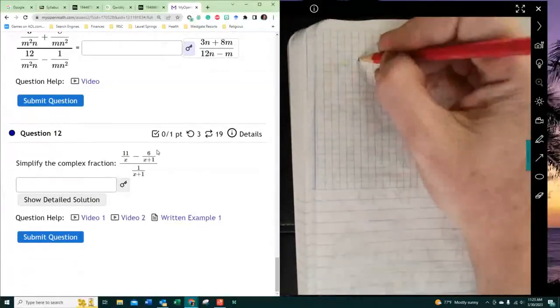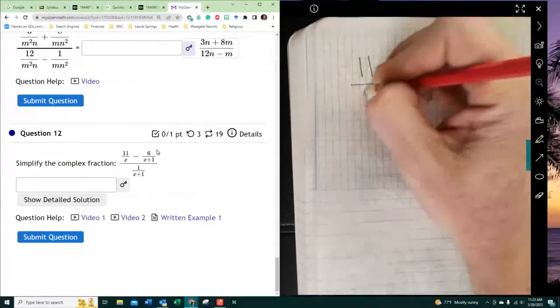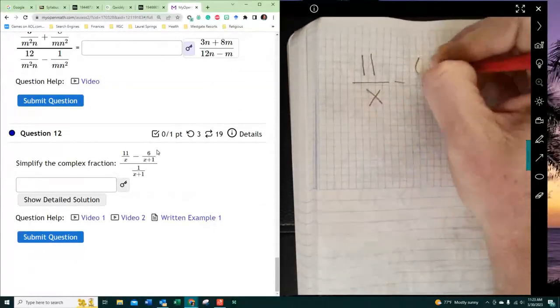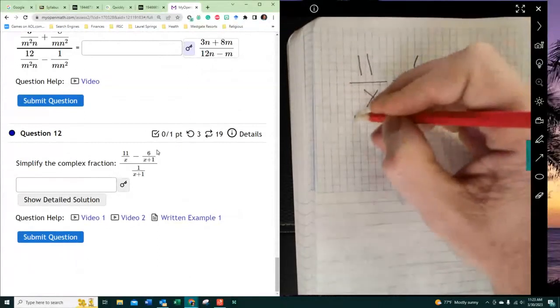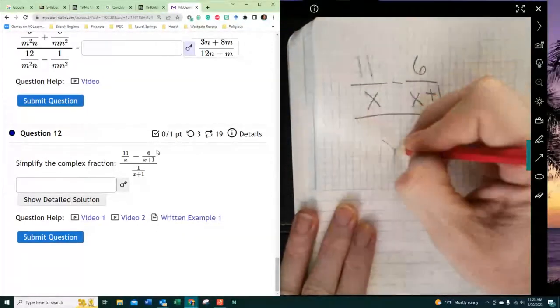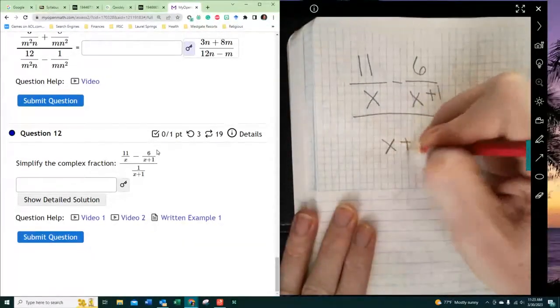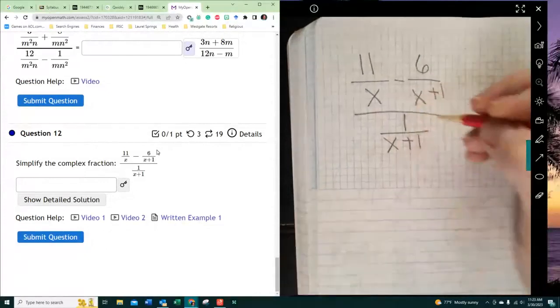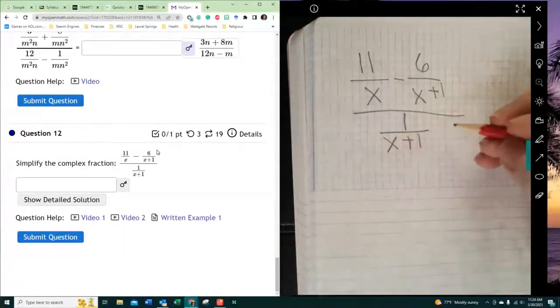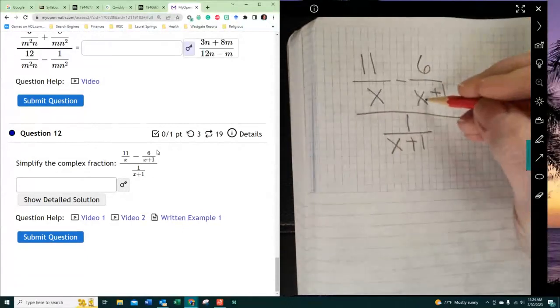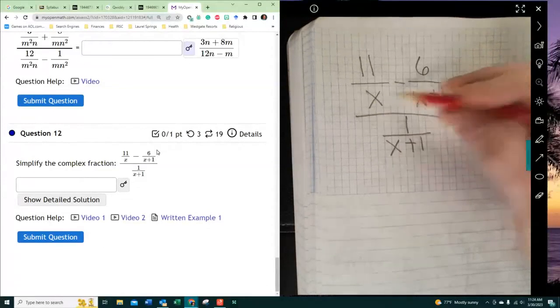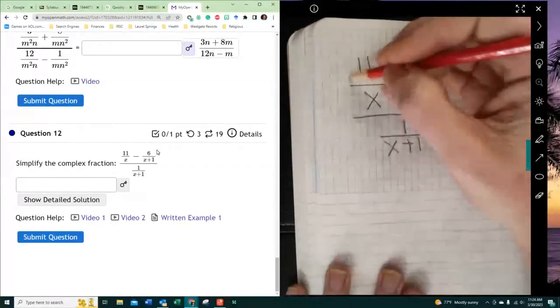And then we have the last one, 11 over x plus 6 over x plus 1, and then you have x plus 1 in the bottom, and you have 1. All right, now what we need in order to kill off all the denominators is an x and an x plus 1.